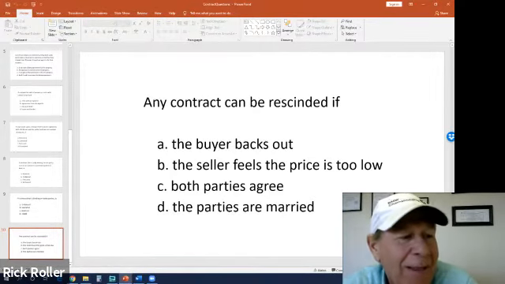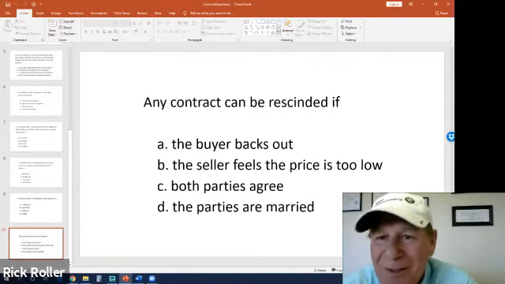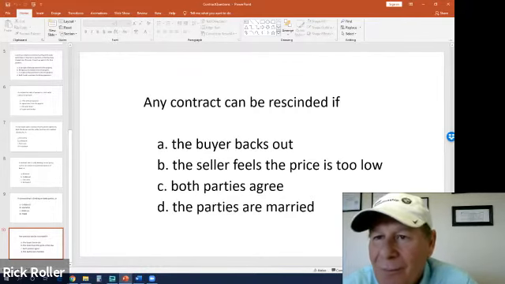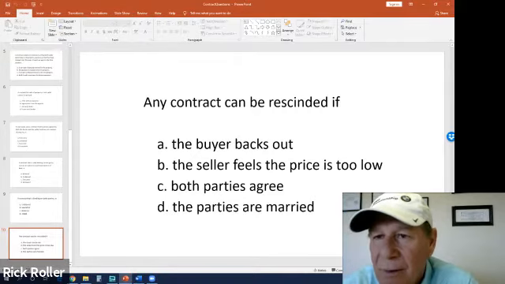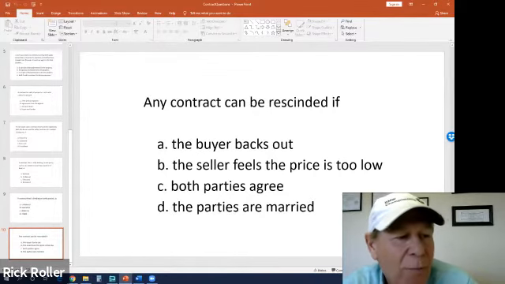Okay, anyway, the buyer backs out. Well, the buyer backs out. My gosh, that's breaching the agreement, isn't it? That's not good. The seller feels the price is too low. As soon as the sellers say, "Hey, Bob, I got my house under contract. I'm so excited. I really wanted to go for 865. Oh man, that was way too low." You know, right? Okay, C, both parties agree.